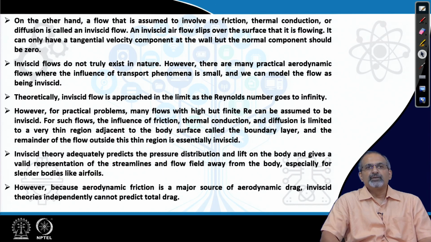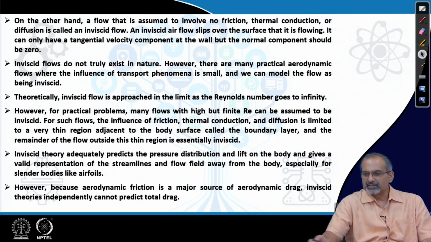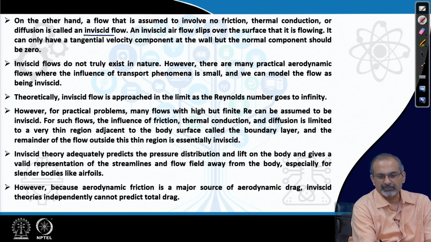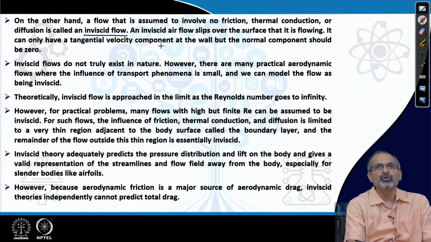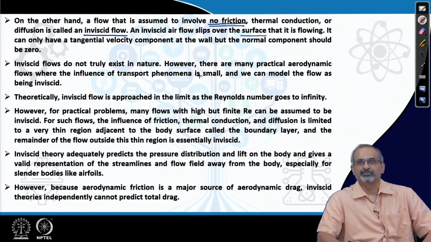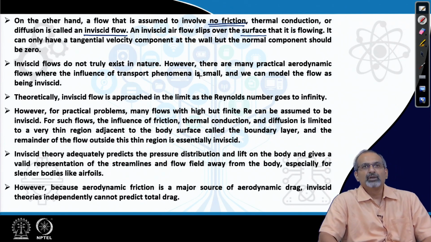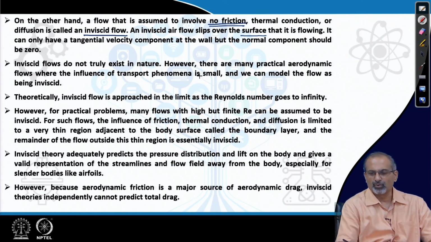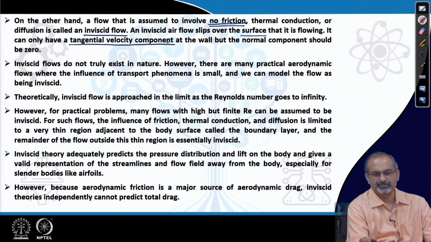That was a little bit on viscous flows. Now, let us have a look at inviscid flows and the important points. If there is a flow where there is no friction, no thermal conduction or diffusion, we would call it an inviscid flow. An inviscid flow will typically slip over the surface because of the absence of frictional effects between the air and the surface, and it can only have a tangential velocity component at the wall, but no normal component. Okay. So, only the tangential component exists.